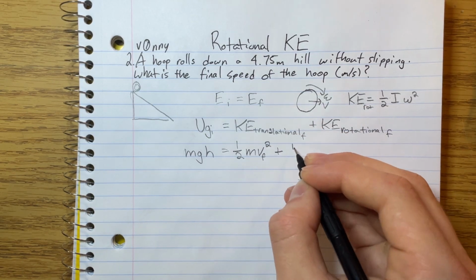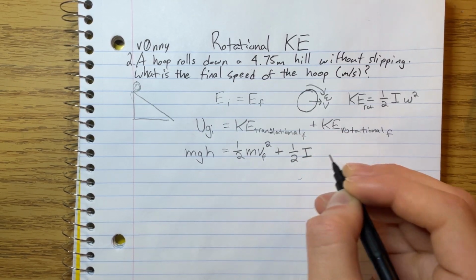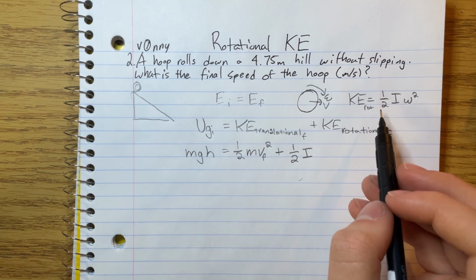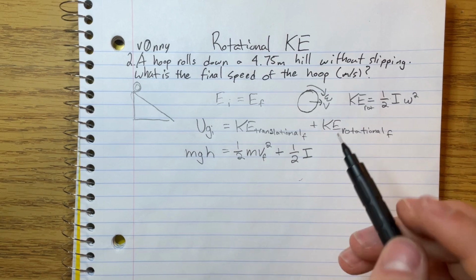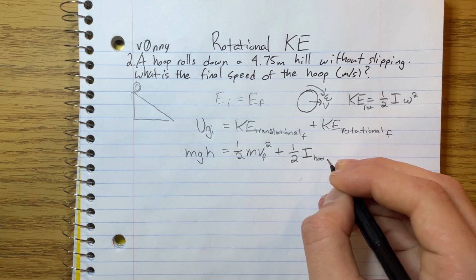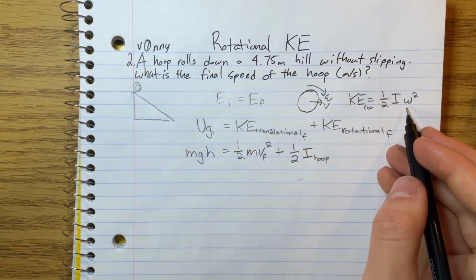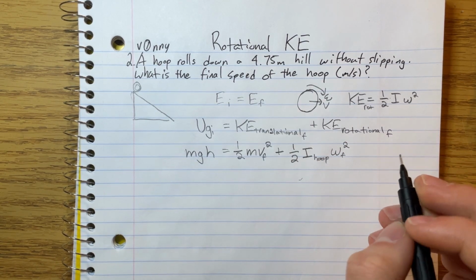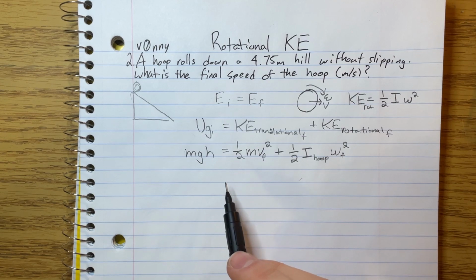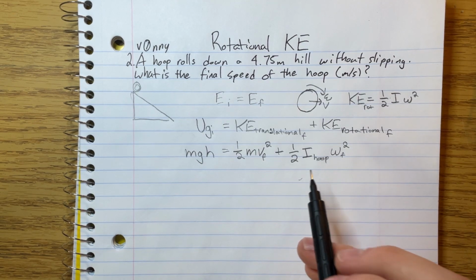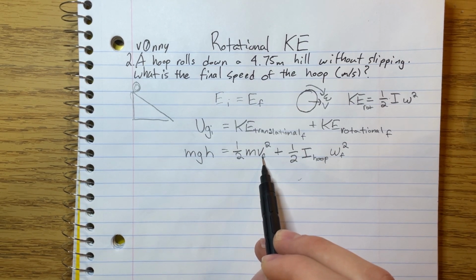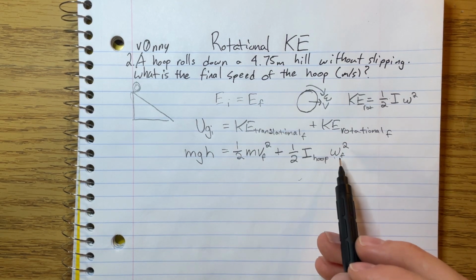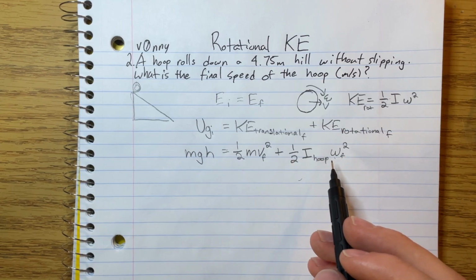So we have 1/2 times the moment of inertia, and the moment of inertia that we're looking for is the moment of inertia of a hoop, because that's the object that we have. Finally, we just add omega there. And so this is the basic setup that we need. However, we know that we have to solve for the final velocity, and we have no clue what this omega value is. So let's take a look and split this up further.